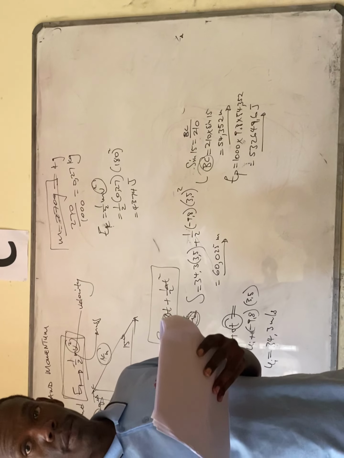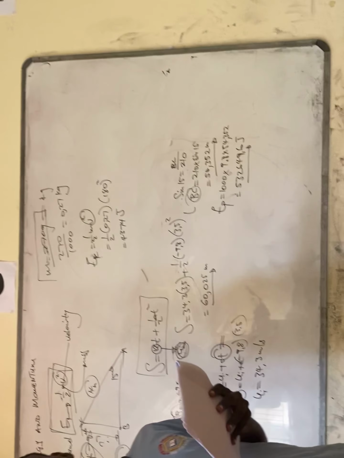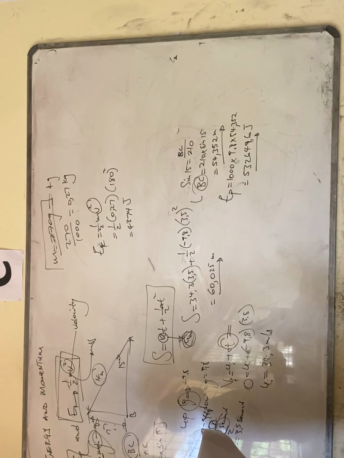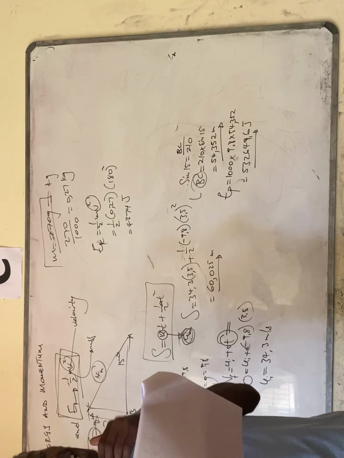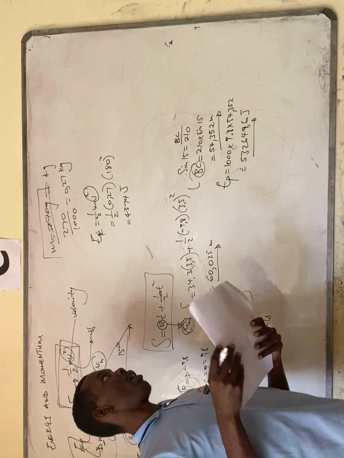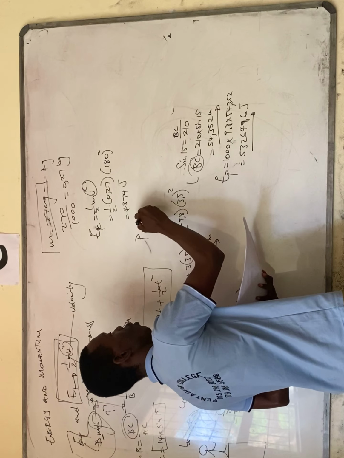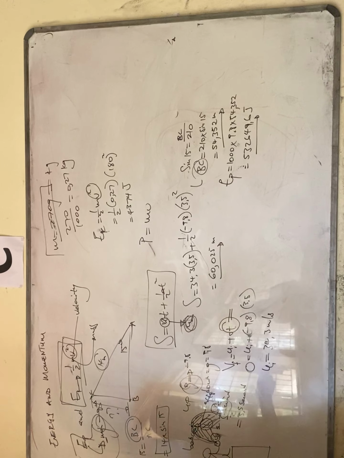The last one is the same as: calculate the following. Calculate the momentum of the stone. We know the momentum of the stone is the same as mv. This is our formula for the momentum.